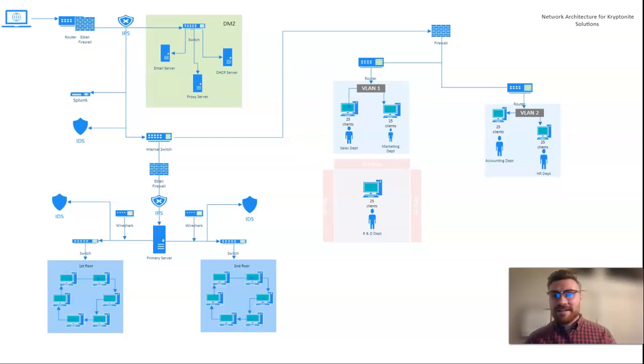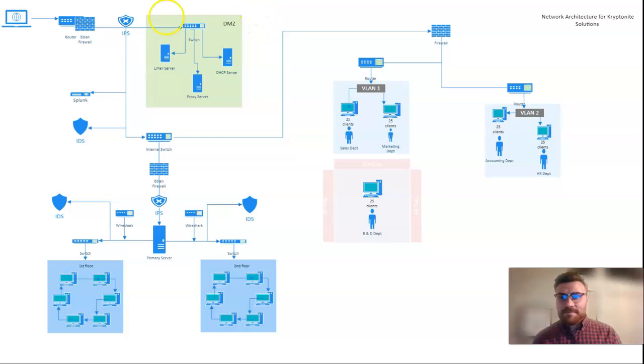As we keep going right, we're going to go right into our demilitarized zone, or DMZ. And we have our DMZ switch, which everything inside of our DMZ is going to be our public facing servers. We'll have our email server, our proxy server, and our DHCP server in there.